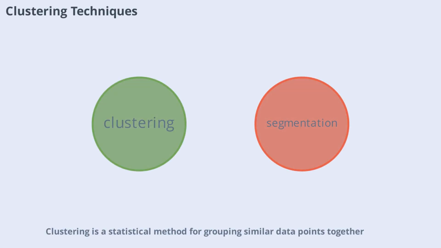Clustering is a statistical method for grouping similar data points together. In data science, clustering algorithms like k-means and hierarchical clustering help us discover natural groupings in data. This technique is widely used in customer segmentation, image analysis, and pattern recognition.